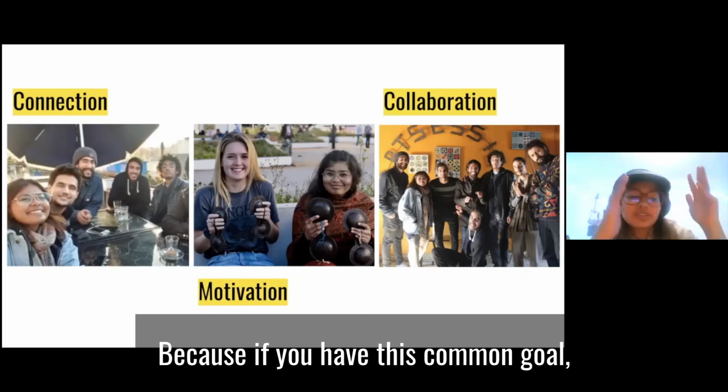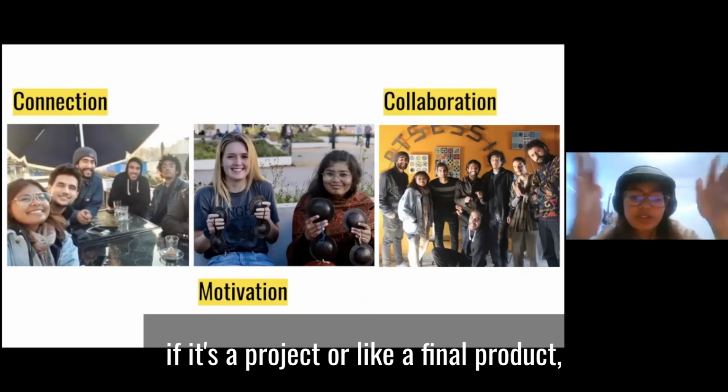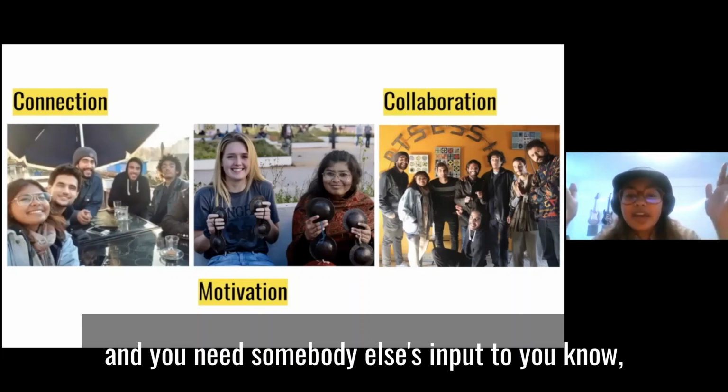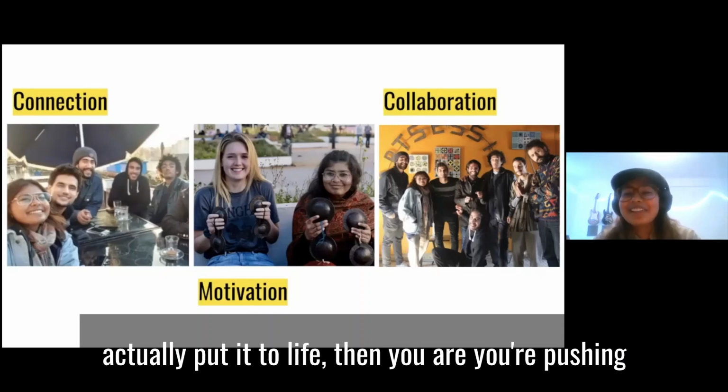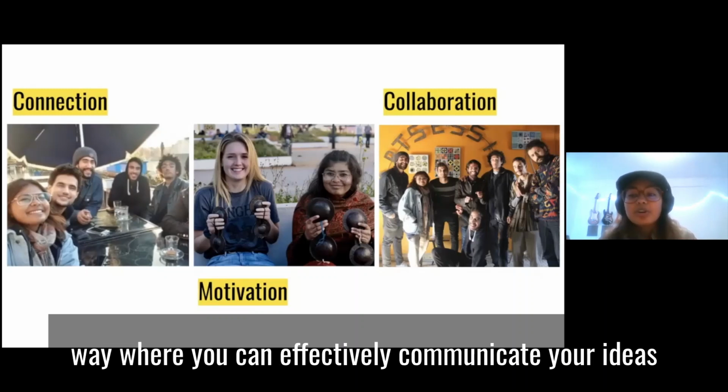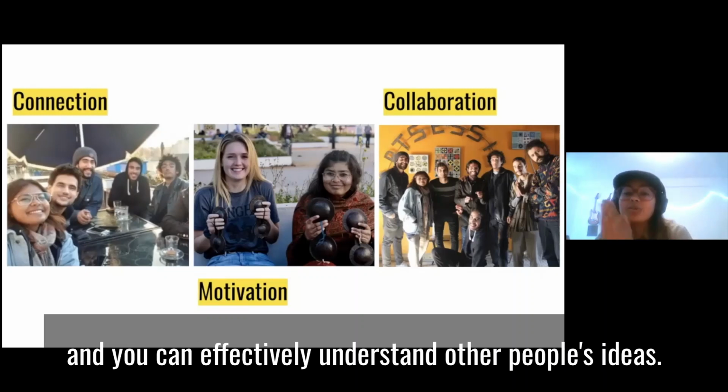Because if you have this common goal, if it's a project or a final product or an idea that you want to put to life, and you need somebody else's input to actually put it to life, then you're pushing yourself essentially to build your vocabulary in a certain way where you can effectively communicate your ideas and effectively understand other people's ideas.